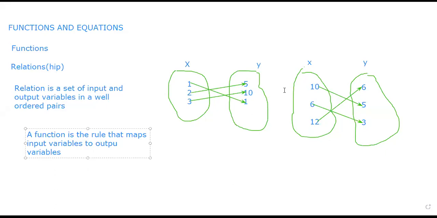2x plus 1. Yes, please. The rule is 2x plus 1. That is what Lydia is saying. Let's check if it is true. So this is how we write the function. Y is equal to function of what? X. It means that Y depends on X. That is how we write it. Y is a function of X.